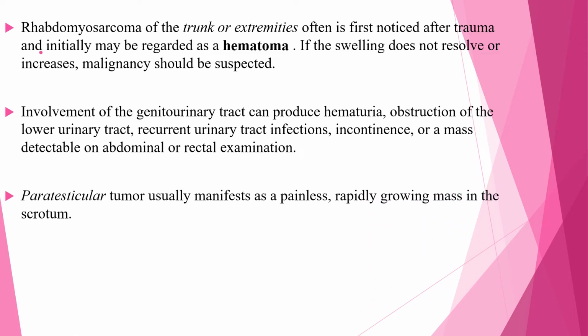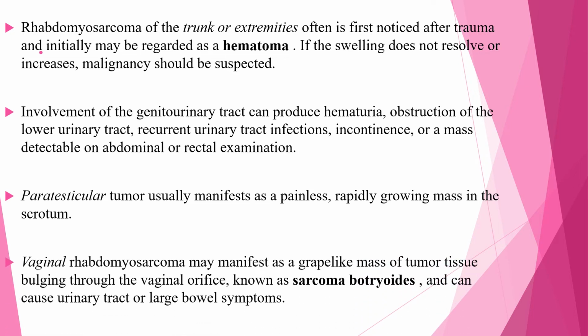Paratesticular tumor usually manifests as a painless, rapidly growing mass in the scrotum, whereas vaginal rhabdomyosarcoma might manifest as a grape-like mass of tumor tissue bulging through the orifice, known as sarcoma botryoides, and it can cause urinary tract or large bowel symptoms.